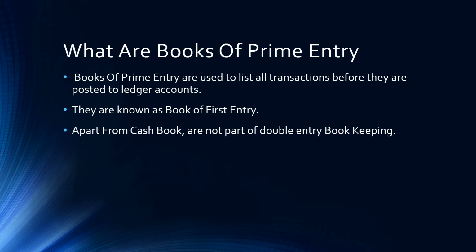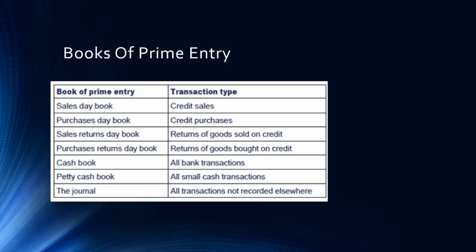Anything that happens in your company will actually be recorded in these prime entry books before it is recorded anywhere else. Now, apart from the cash book, these books do not take into consideration double entry, or the dual system of accounting that we've discussed in chapter 2. Okay. Now, what are the books of prime entry? We have our books of prime entry as follows.